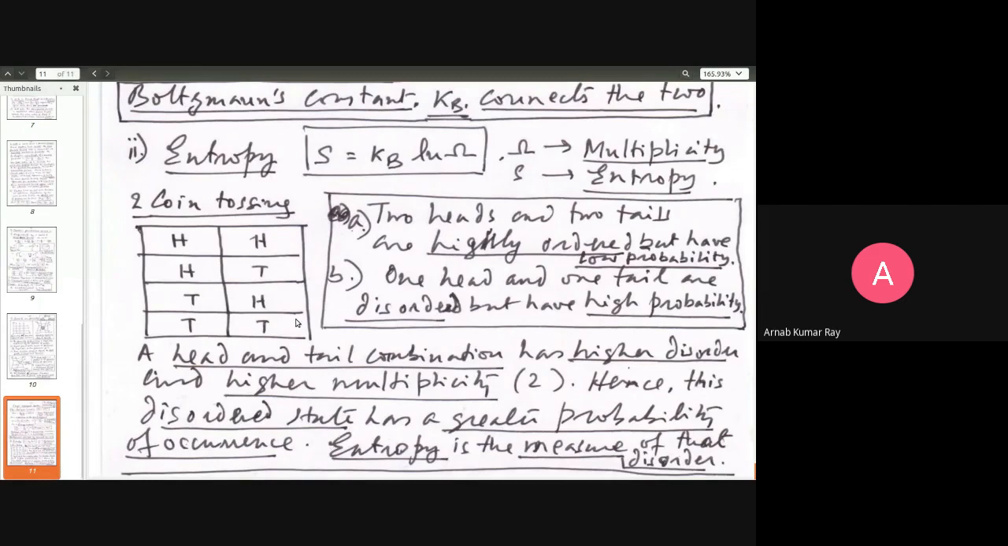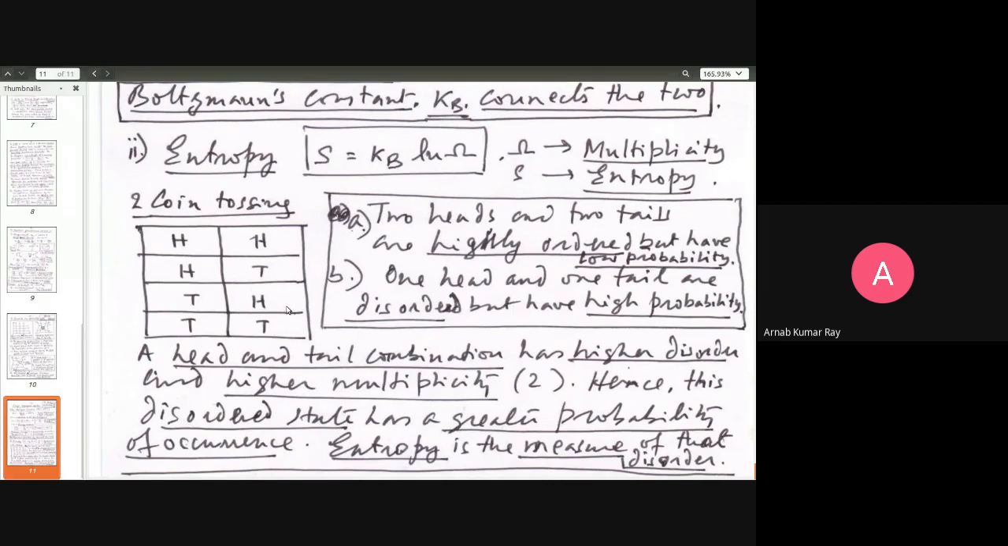What do I mean by multiplicity? Multiplicity is the multiple number of ways in which a particular macroscopic outcome is possible. There are two ways in which this head-tail outcome, macroscopic outcome, is possible. So a disordered state has got higher multiplicity, and here is something that I've written at the bottom of this page. Hence, this disordered state has a greater probability of occurrence because it has got a higher multiplicity. Entropy is the measure of that disorder. How do you know?